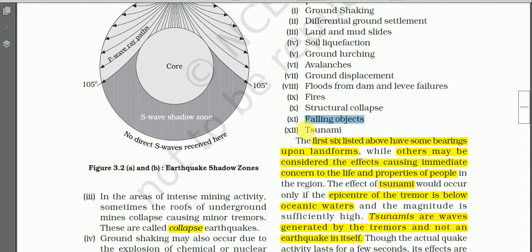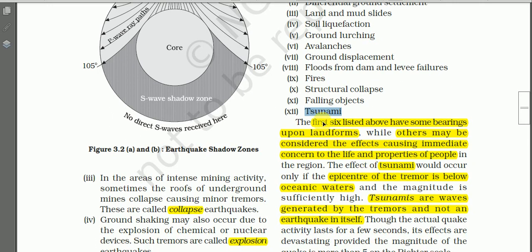And next we have the tsunami. Because of the earthquake, big sea waves may rise, and that also causes the killing of human beings and destruction of structures. So we will be learning about tsunamis in detail after some minutes, okay.